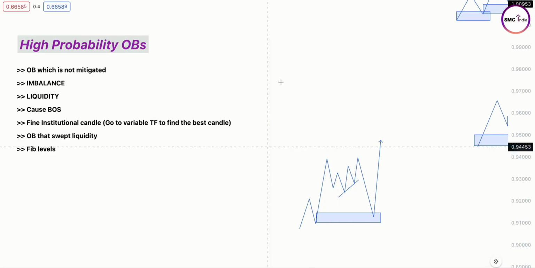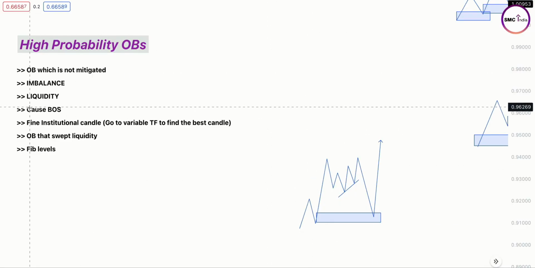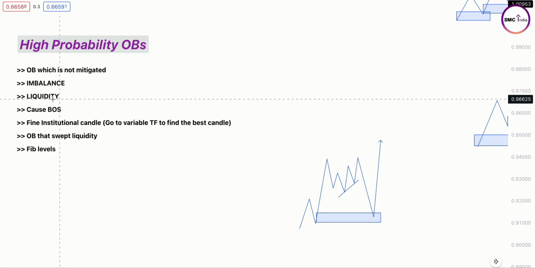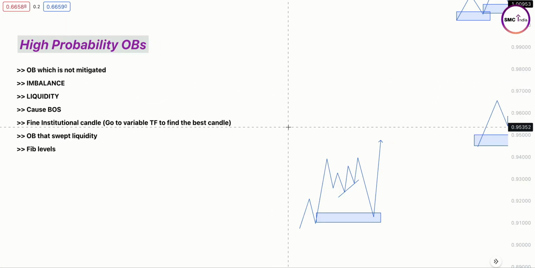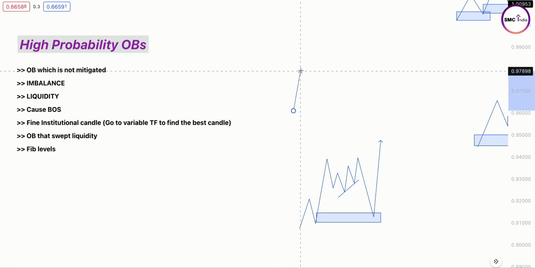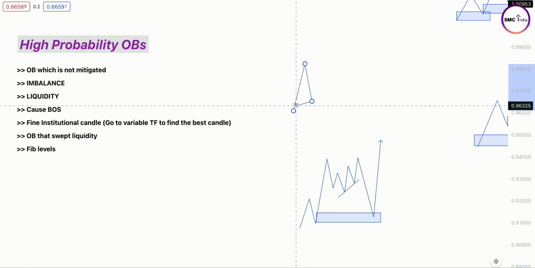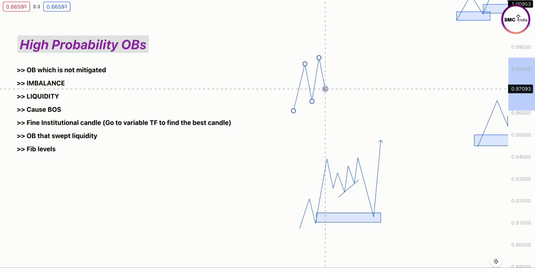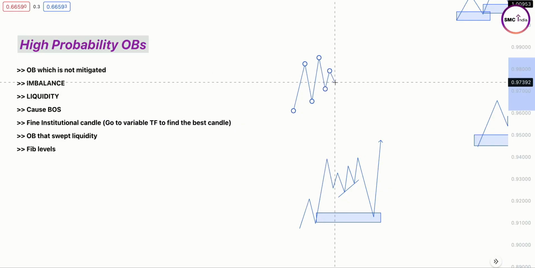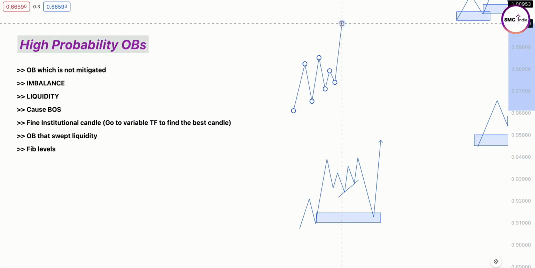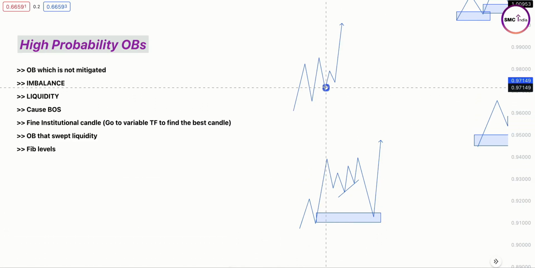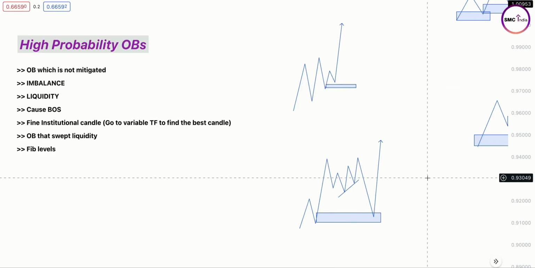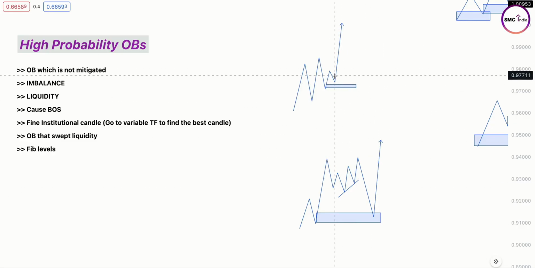And now coming to another important confluence, that is the order block which causes breakout structure. So now I'm showing you with an example how the order block which causes breakout structure is a very important confluence. You might see that the price moves up, comes down to mitigate this order block down here, and then the price shoots up again, comes back, shoots up again, comes down, and then gives a rapid move up. What happens is that you see one order block up here and another order block up here.